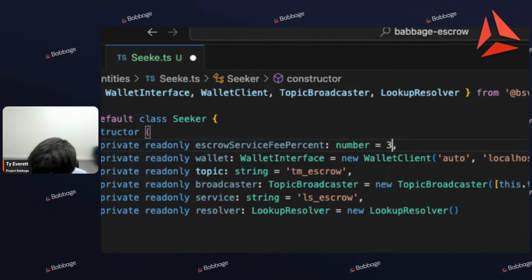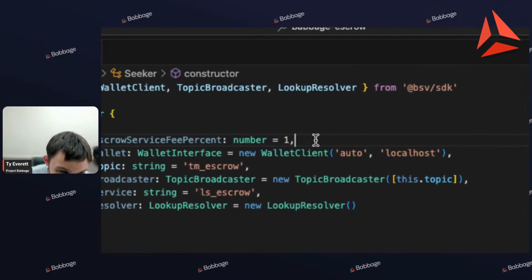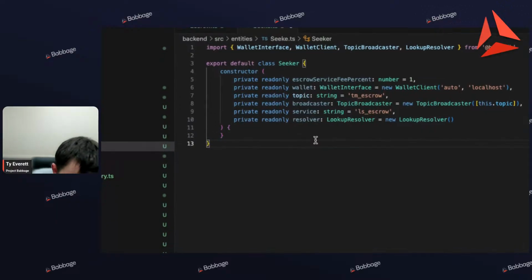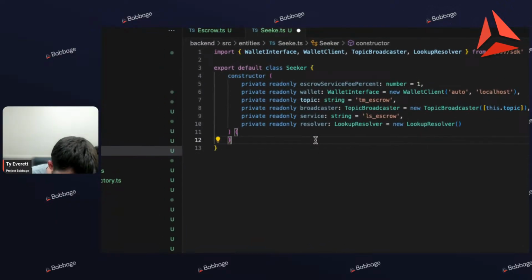3%? I don't know. 1%? You could even make it a flat fee in Satoshis if you really wanted to. Okay, so we got that information, right?